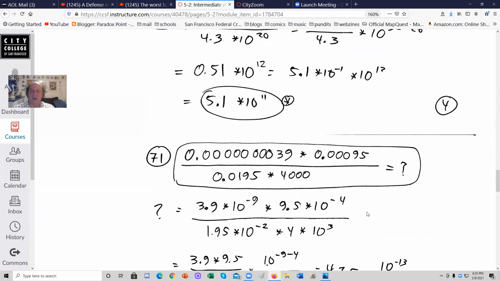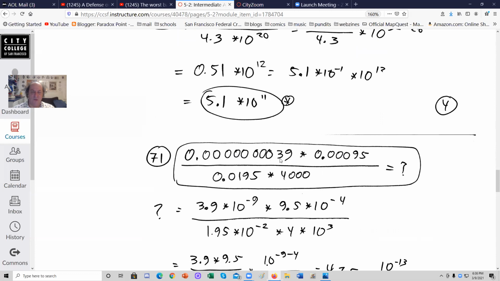Now here they're just being mean. 0.000000039 times 0.00095 over 0.0195 times 4,000. Ridiculous. Okay, here we go, but we can handle this.